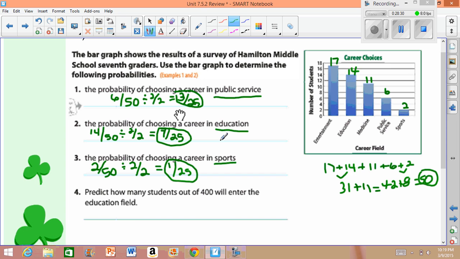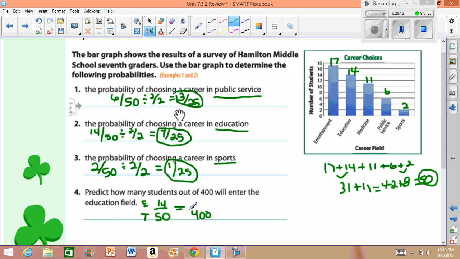And it says, predict how many students out of 400 were into the education field. So we're going to go up here and use education that we were already using. You can start with your original probability of 14 out of 50, which might be a little easier, or you could use 7 out of 25. You should still get the same answer. So I'm going to go ahead and use 14 out of 50. And this 14 was education, and our 50 was our total number of students. So now they want our total number of students to be 400.